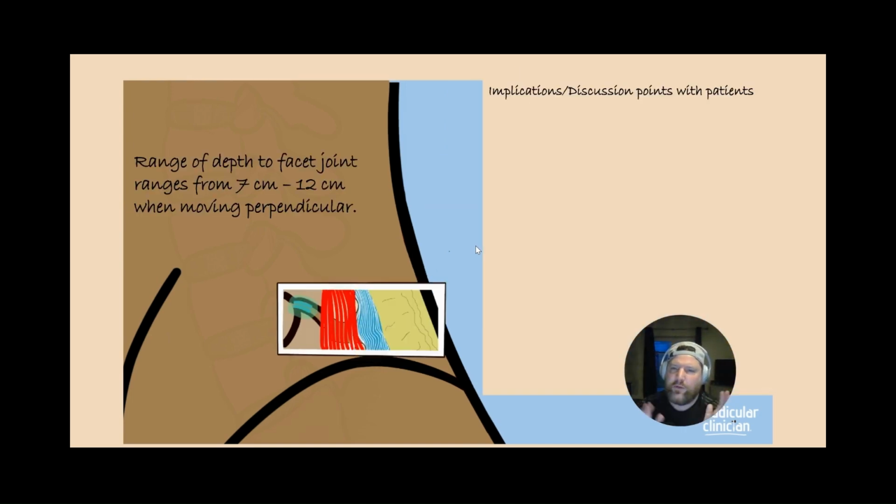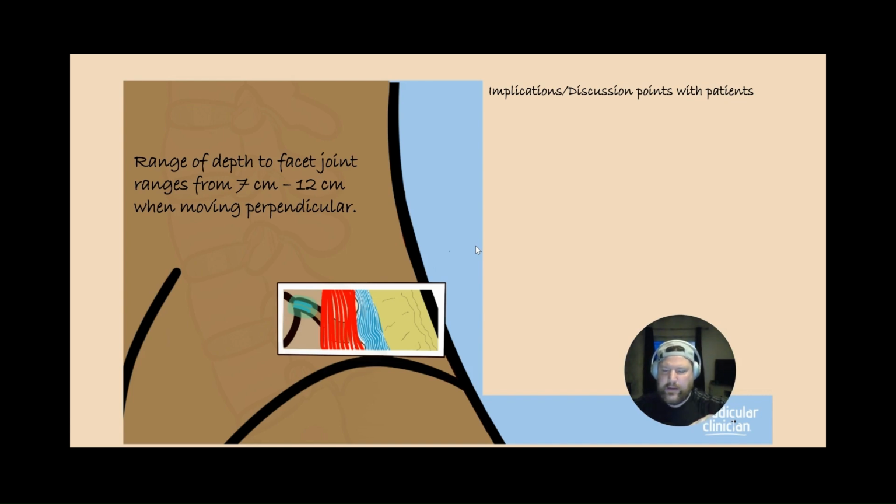So if we take all of those things together, my colleague assures me that in a lean individual, if we're moving perpendicular, so now I've got my hand moving at this angle, pushing my finger in, we've got skin, we've got subcutaneous fat, we've got fascia, we've got muscle, we've got joint capsule, and then we've got the joint itself. In a lean person, we're maybe talking around 7 centimeters up to 12 centimeters. But if you have a high level of subcutaneous fat, that's going to be going up.